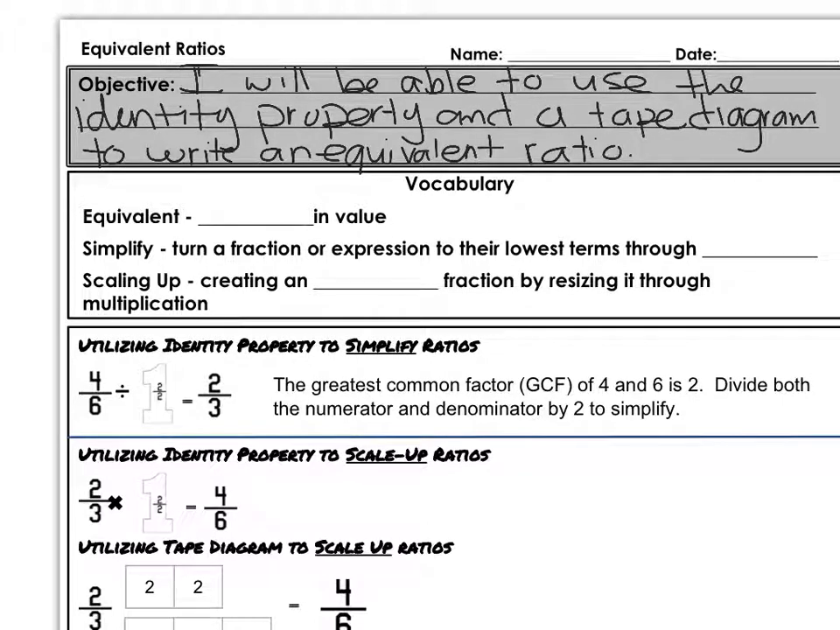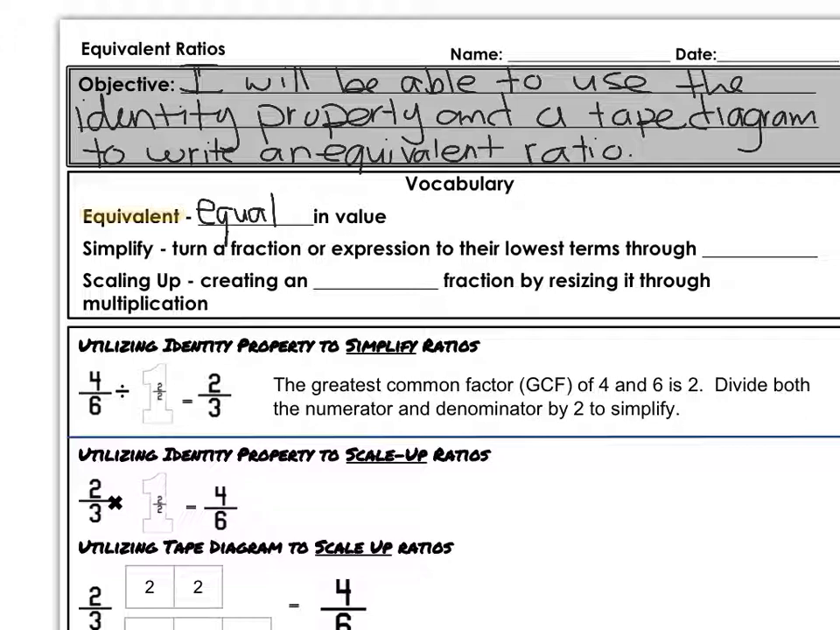So today we will be able to use the identity property and a tape diagram to write an equivalent ratio. So we're going to highlight equivalent. Equivalent means equal in value.